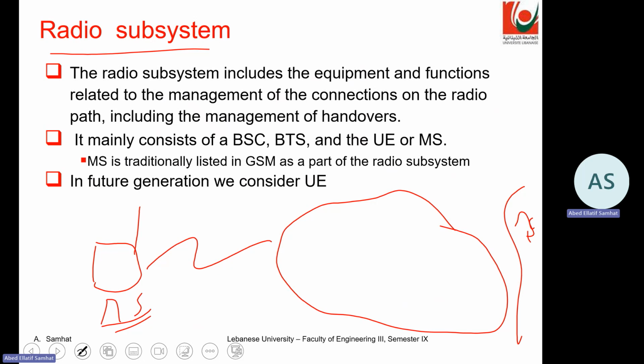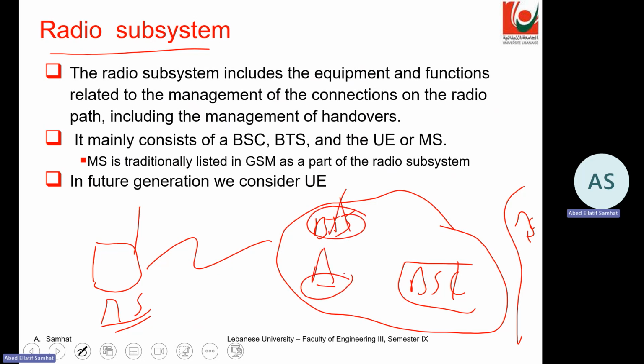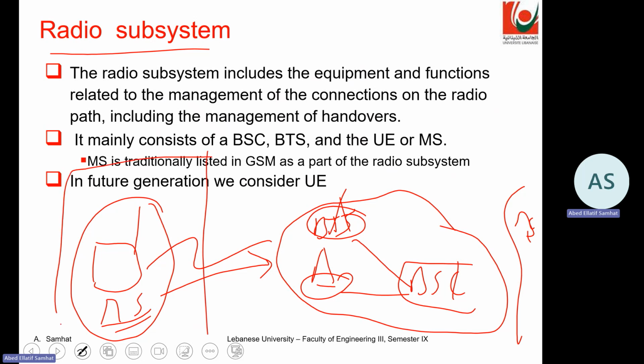And here we will find the base station controller and the base station. So we could have different base stations that are controlled by the same base station controller. Okay, so typically we talk about the base station controller, and here also in the radio subsystem, the mobile station is considered as a part of the radio subsystem. In third generation and fourth generation, we considered it as a user equipment.